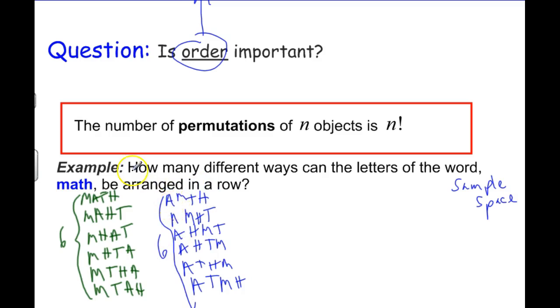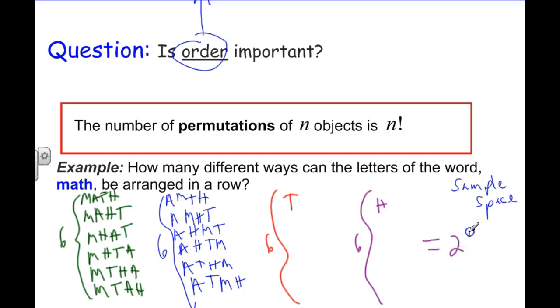I'm not going to do the ones that start with, say, T here, but I'm safe to assume there are probably 6 of those. And if I took the time to do the ones that start with H, see, if you do this systematically, oftentimes you see a pattern like, oh, I have 6 M's, 6 A's. I can safely assume this pattern is going to continue. I'm going to have 6 of each type, for a total of, if I add them up, 24. So there are 24 different ways that the letters of the word can be arranged in a row.